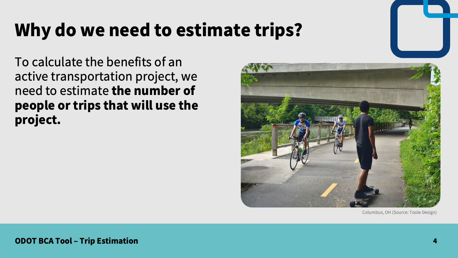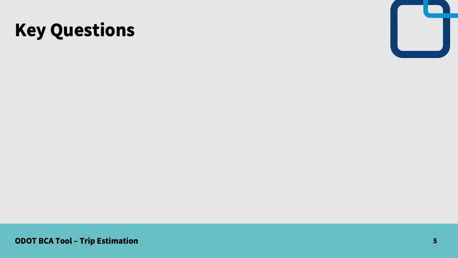Trip estimation is essential to create any kind of BCA for bicycle and/or pedestrian work. To calculate the benefits of a project, we need to estimate the number of people that will use the project. Those numbers then get plugged into the no-build and build trip variables for the benefit cost analysis tool. Depending on data availability, there are multiple methods that can be used to estimate future active transportation infrastructure use.